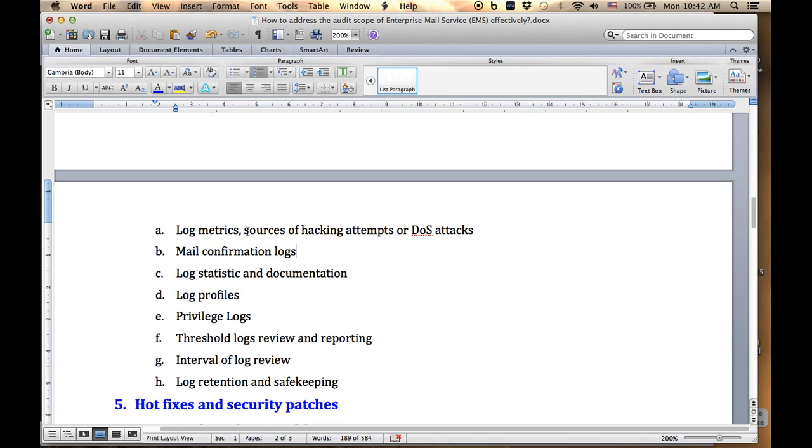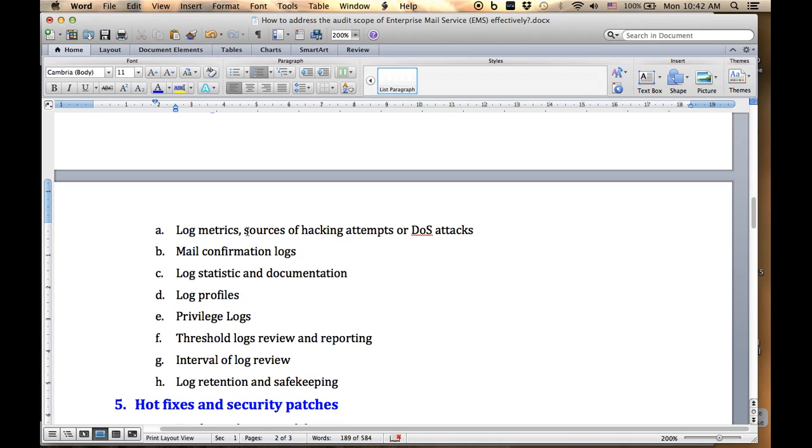And the next is threshold log review and reporting. So we need to identify what is the standard threshold involved with the log. For example, a threshold on a ping request or threshold on physical RAM usage or storage usage, what is involved with our system availability.